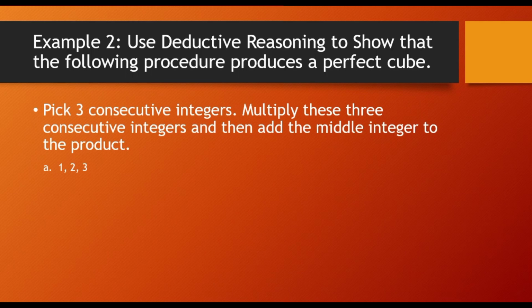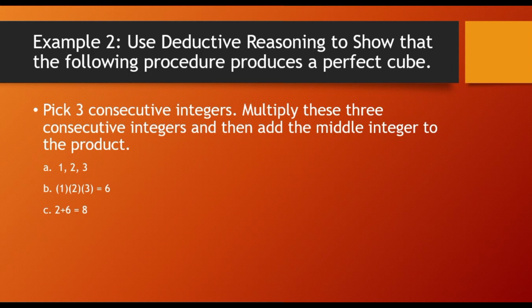Okay? So what is the first thing to do? Multiply the 3 consecutive integers. So 1 multiplied by 2 multiplied by 3 is equal to 6. And the next instruction is add the middle integer to the product. So what is our middle integer? 2. That is the middle one, right? So 2 plus 6 is equal to 8.